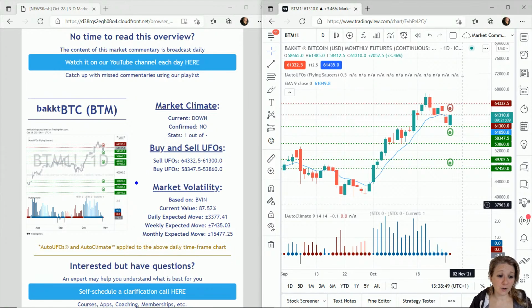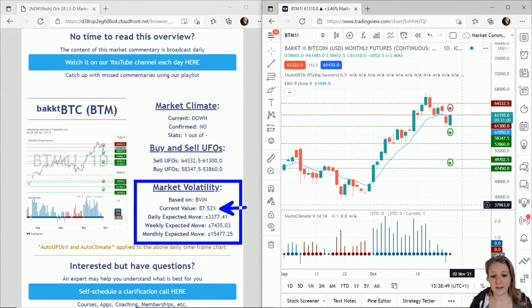Now, in terms of volatility with Bitcoin, we'd expect it to go up or down in 1 year of 87.52%. In a day, that is 3,377.41 points. In a week, 7,435.03 points. And in a month, 15,477.25 points, again up or down.